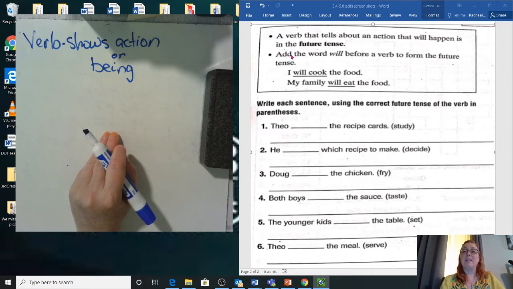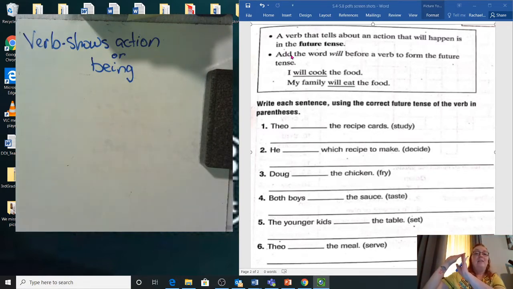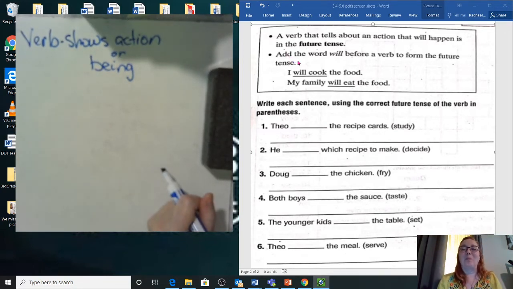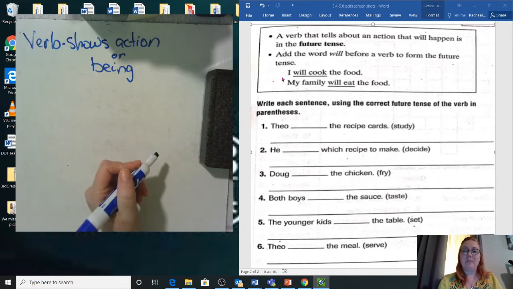A verb that tells about an action that will happen is the, everybody do it with me, get your hands up, future tense. There we go, that's our future. So, we form the future tense by adding the word will before a verb. So, that's exactly what we're going to do today.